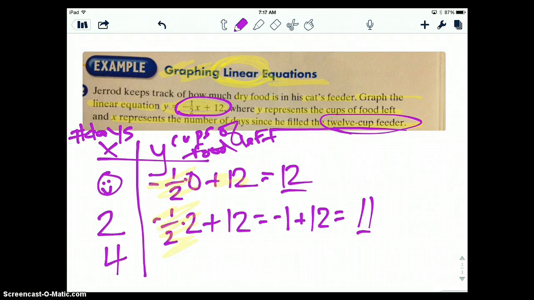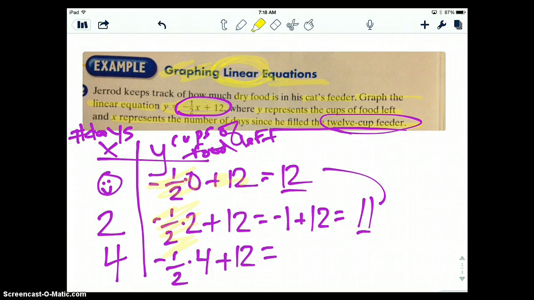So it went down, so it makes sense. Now if I go to 4, can you predict if this was 12, that was 11, what do you think 4 is going to be? Let's see, I'm thinking it's 10, but let's see if it's right. -1/2 times 4 plus 12. And -1/2 times 4 is going to be a negative number. Half of 4 is 2 plus 12, and we're at 10.